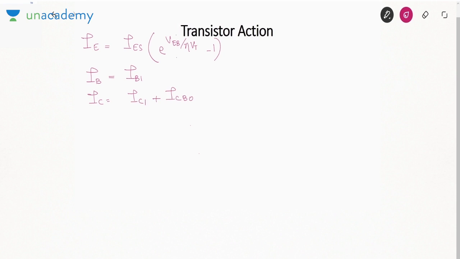Now, as I told you, IC1 is less than IE1 because some holes are lost in the recombination. So we take the ratio of both the currents and we call it alpha F. That is called the forward current gain. Okay, that is your forward current gain.